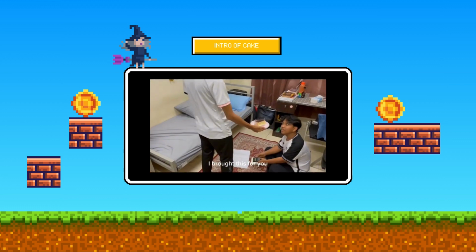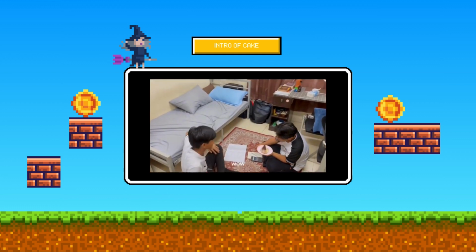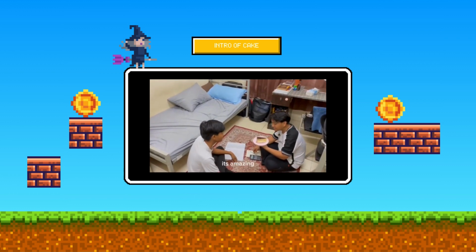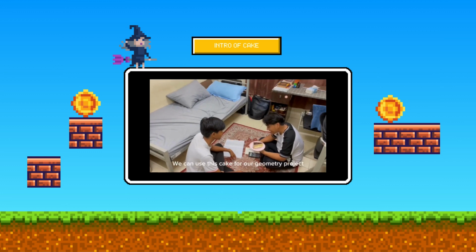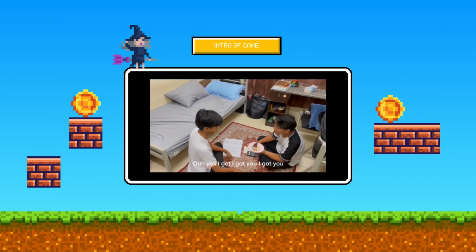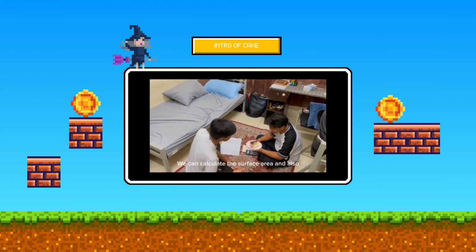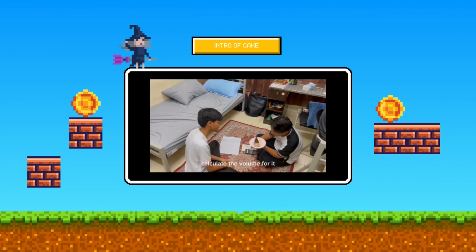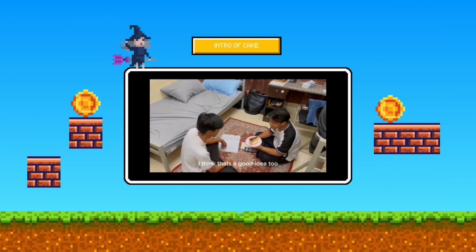Saif, I got this cake for you. Hey, thank you guys. Wow, it's amazing. But guys, I think we can use this cake for our geometry project. Oh yes, I get your idea. We can calculate the surface area and we can also calculate the volume for it. Yeah, I think it's a good idea too.